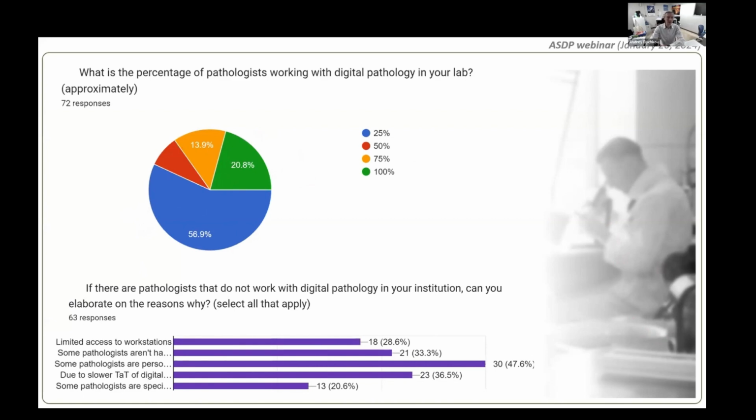So then we asked intuitively, what are the main barriers to adopting digital pathology in an already digitized lab? You have a scanner, why don't you use it? In most cases, some pathologists were personally against digital pathology. Other concerns were the slower turnaround time of the digital workflow, or pathologists were not happy with the quality of digital slides. Another reason was limited access to workstations. So you have a scanner, but not enough PCs, not enough good quality screens, and so on. And finally, some answered that certain subspecialties could not be digitized in their laboratories, like cytology or renal pathology with immunofluorescence.